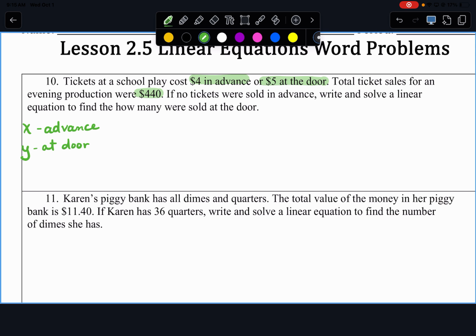So we can go ahead and set this up. How much is it for a ticket in advance? 4. So it'll be 4x plus, how much is it for a ticket at the door? 5y. And how much did they make in total?